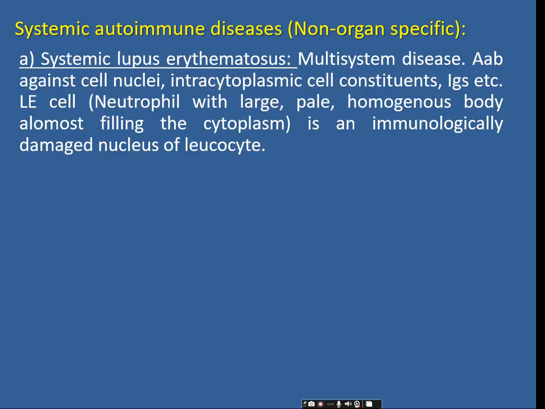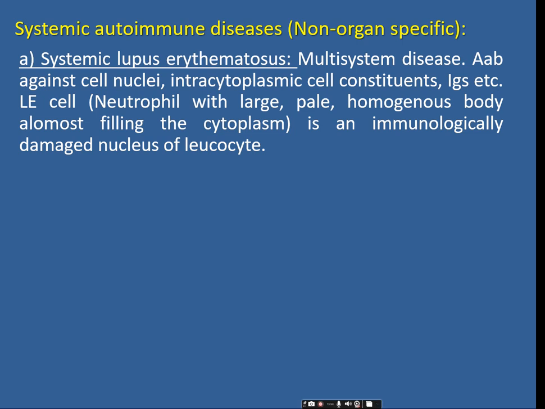Coming to systemic autoimmune diseases, which are not organ specific, so systemic lupus erythematosus. We call it SLE. It is a multi-system disease. It is not specific or confined to a particular organ, so it can cause damage to various sites. Okay, so autoimmune antibody against the cell nuclei, intracytoplasmic cell constituents and antigens, right?